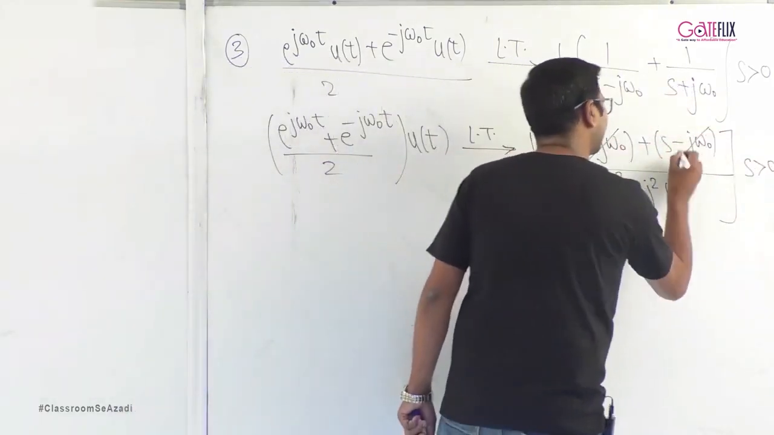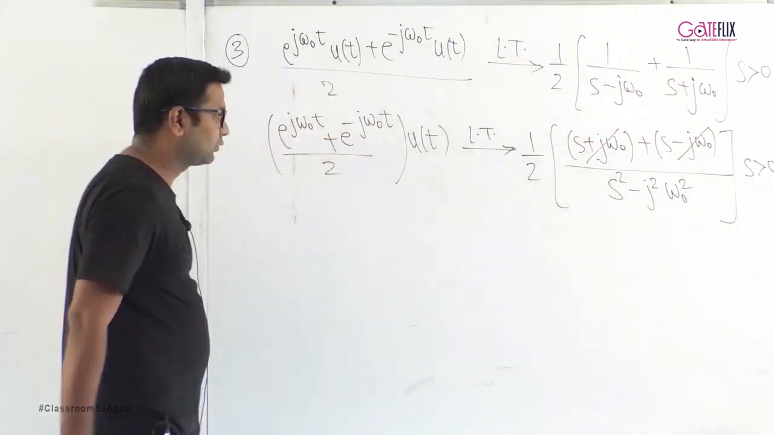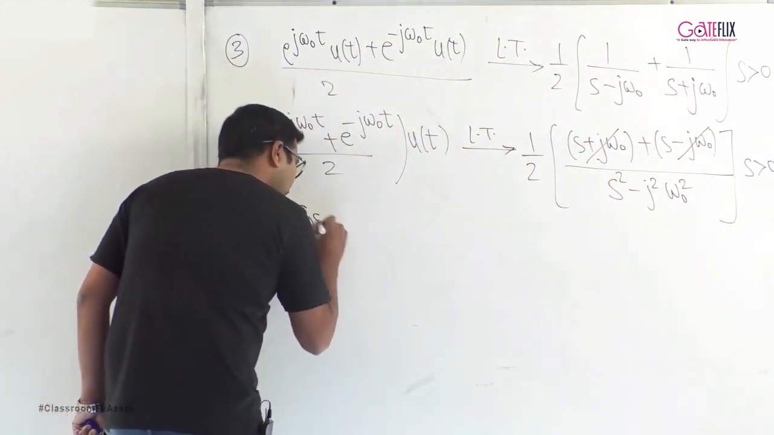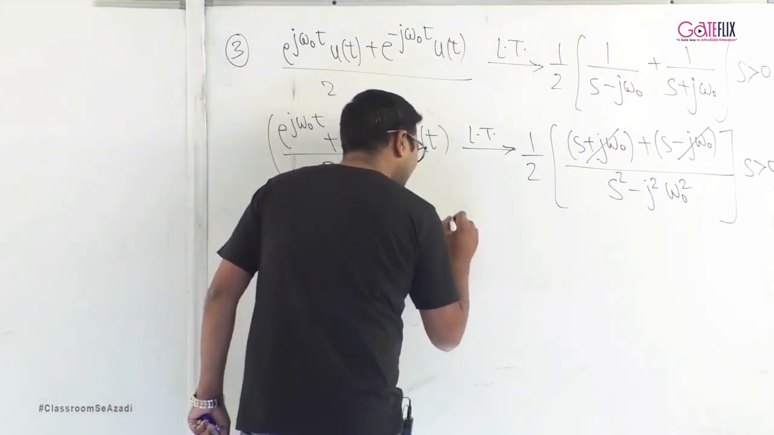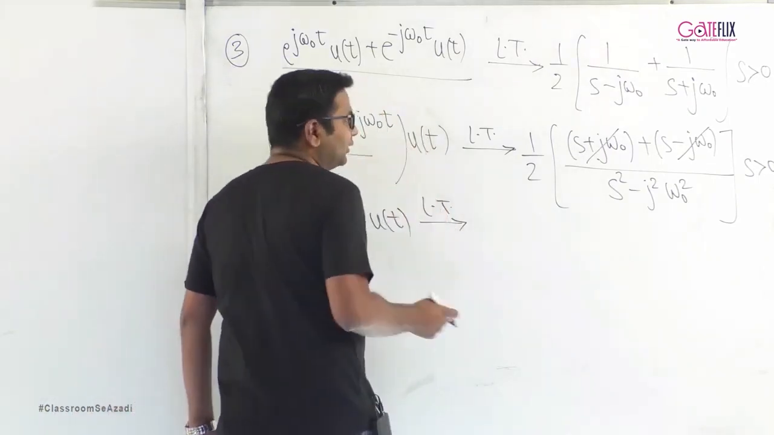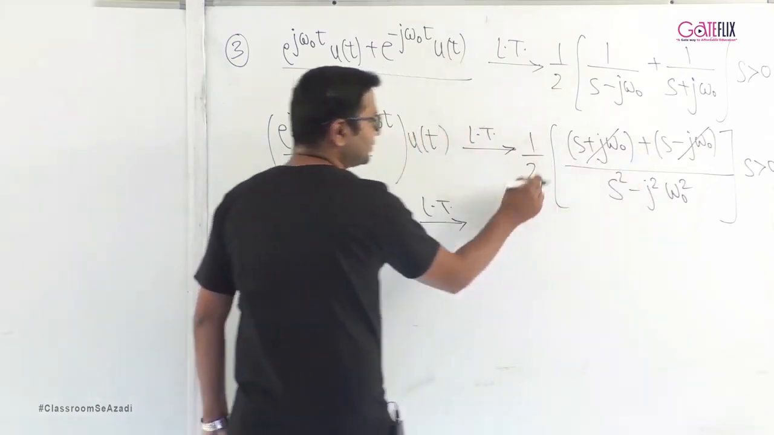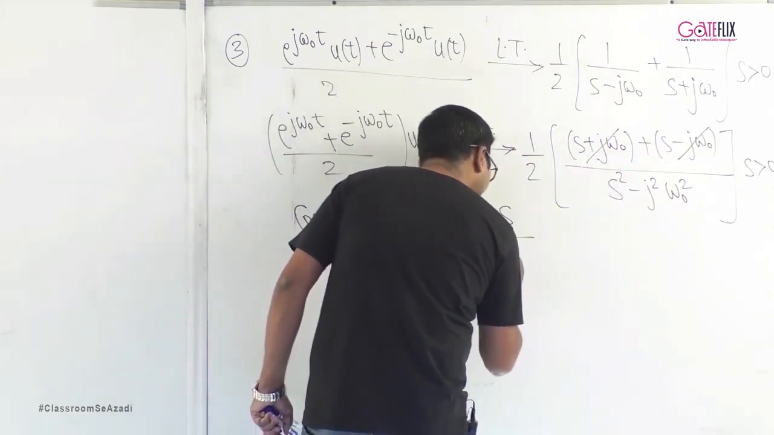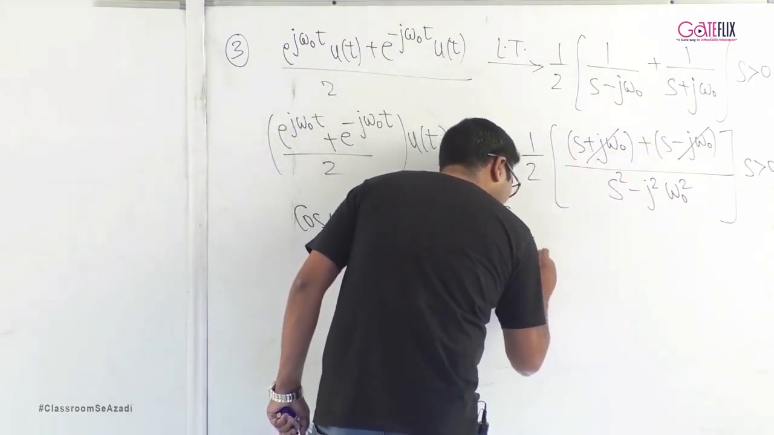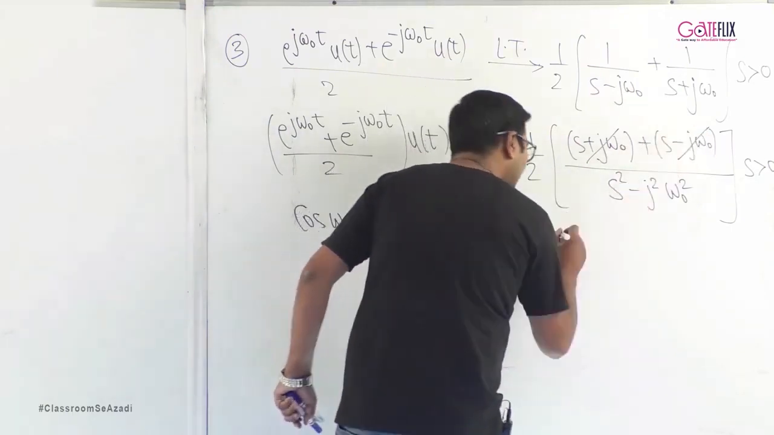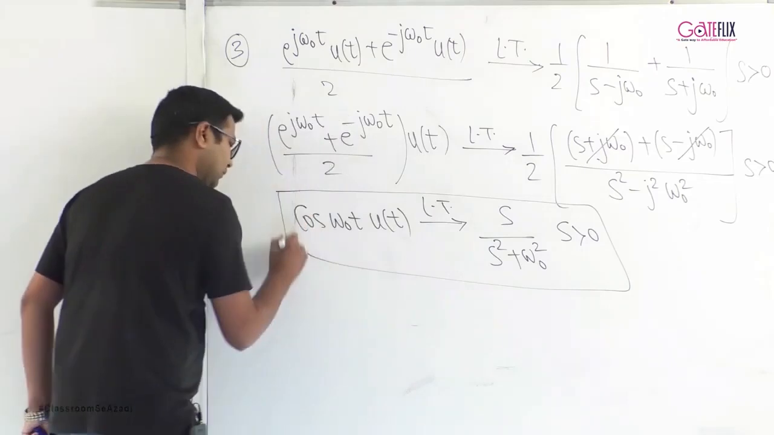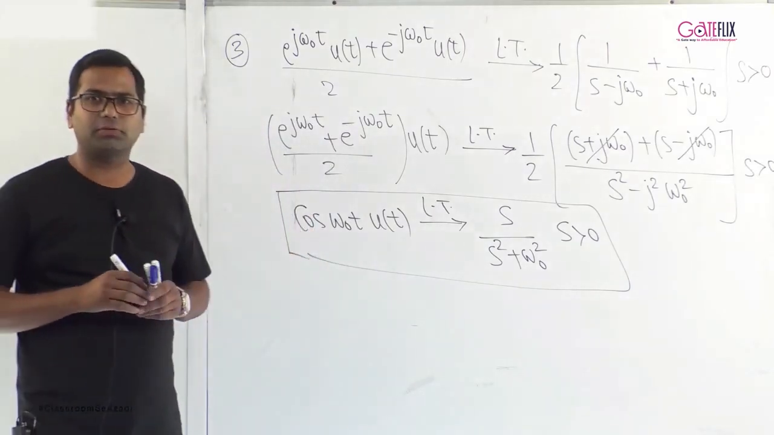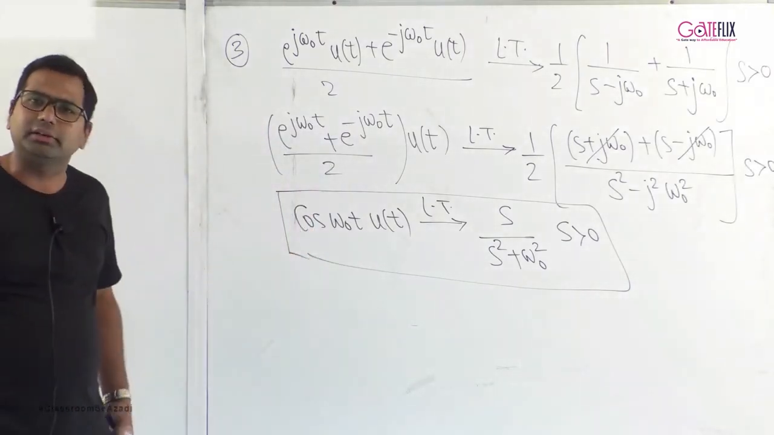So plus j omega naught minus j omega naught gets cancelled, and this is nothing but cos omega naught t u of t. The Laplace transform will come out to be, the numerator will become 2s, and this is 1 by 2. So the numerator can be written as s upon s square plus omega naught square. ROC will be s greater than 0. This is the Laplace transform of cos omega naught t u of t.